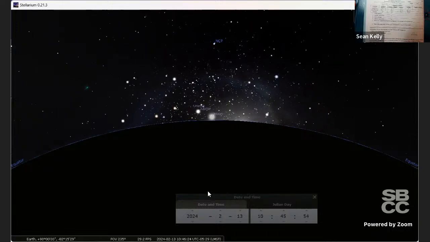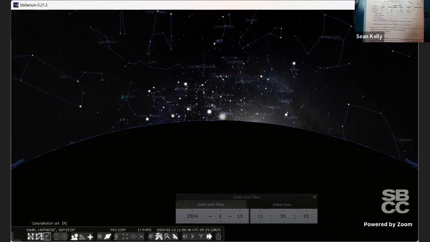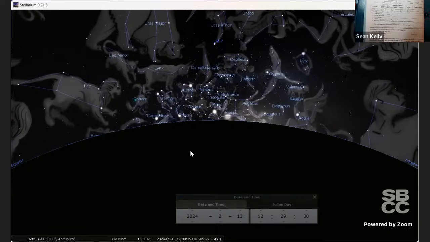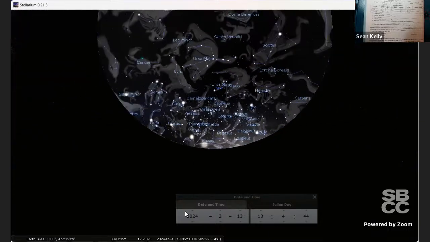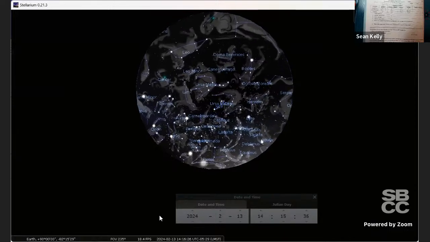So the last thing I want to share with you is how many constellations can we see? Let's turn on the constellations. And there are a lot of constellations. Look at all of them. Are any of the constellations rising and setting?